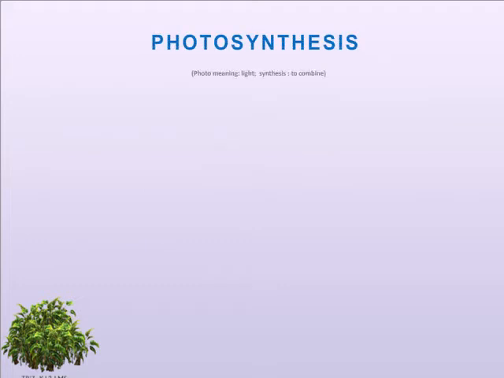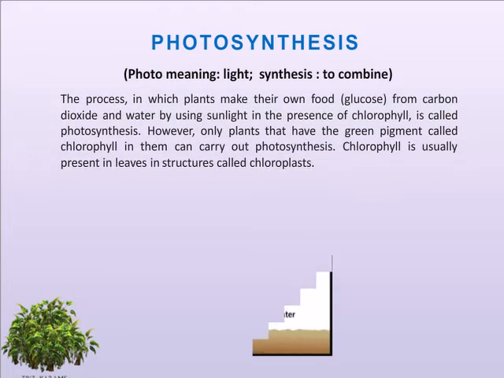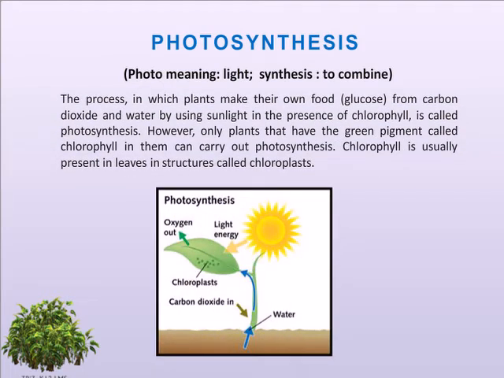Photosynthesis. Photo meaning light, synthesis to combine. The process in which plants make their own food or glucose from carbon dioxide and water by using sunlight in the presence of chlorophyll is called photosynthesis. Chlorophyll is usually present in leaves in structures called chloroplasts.